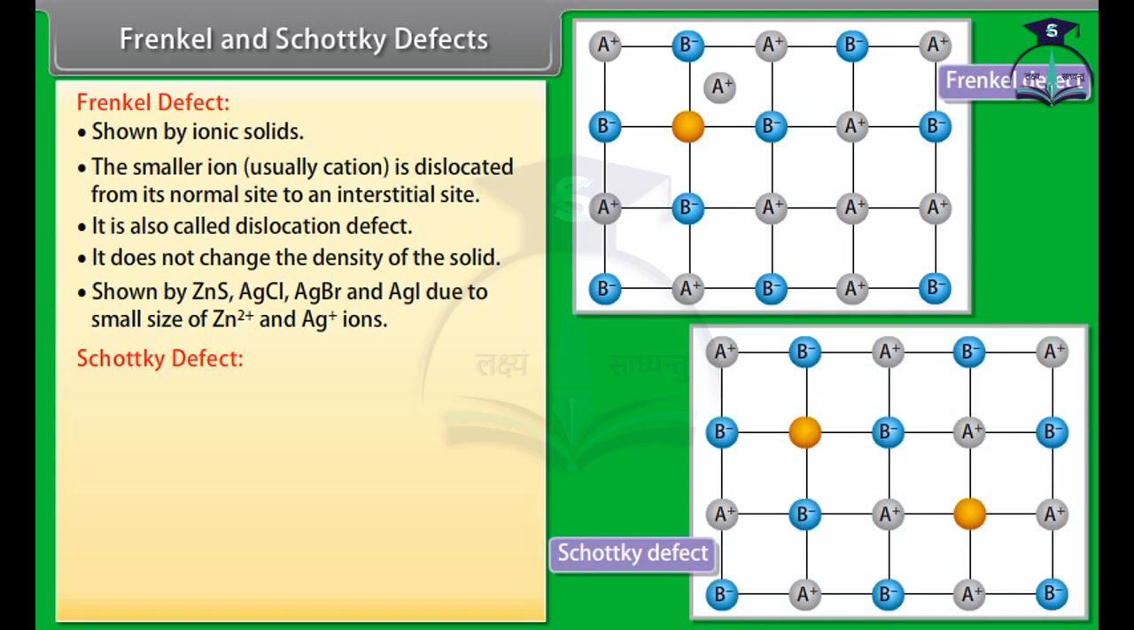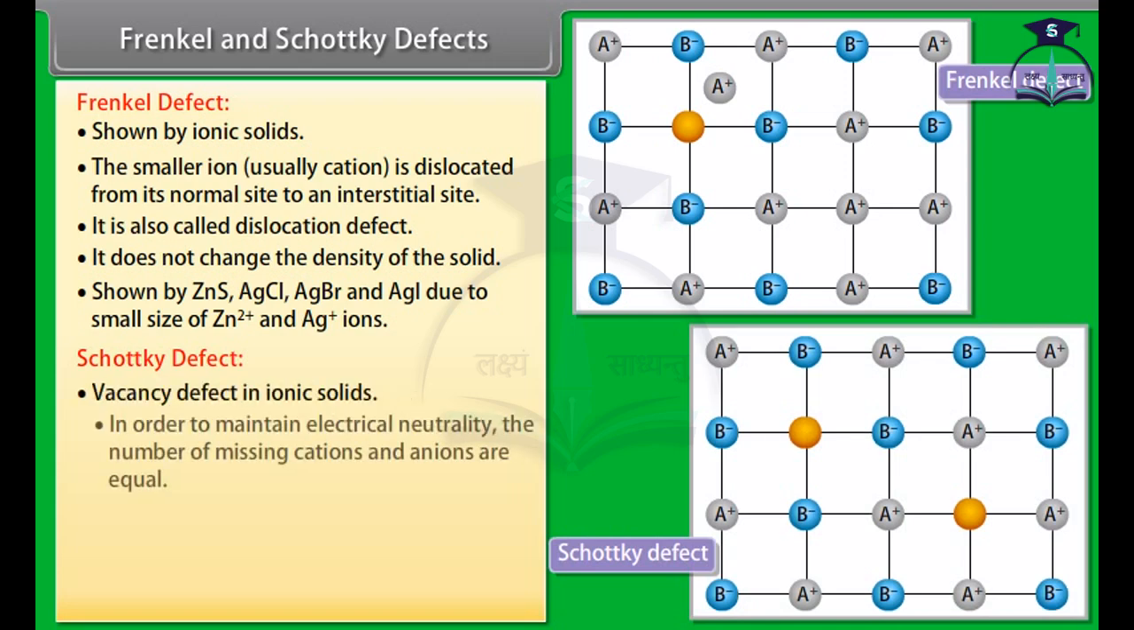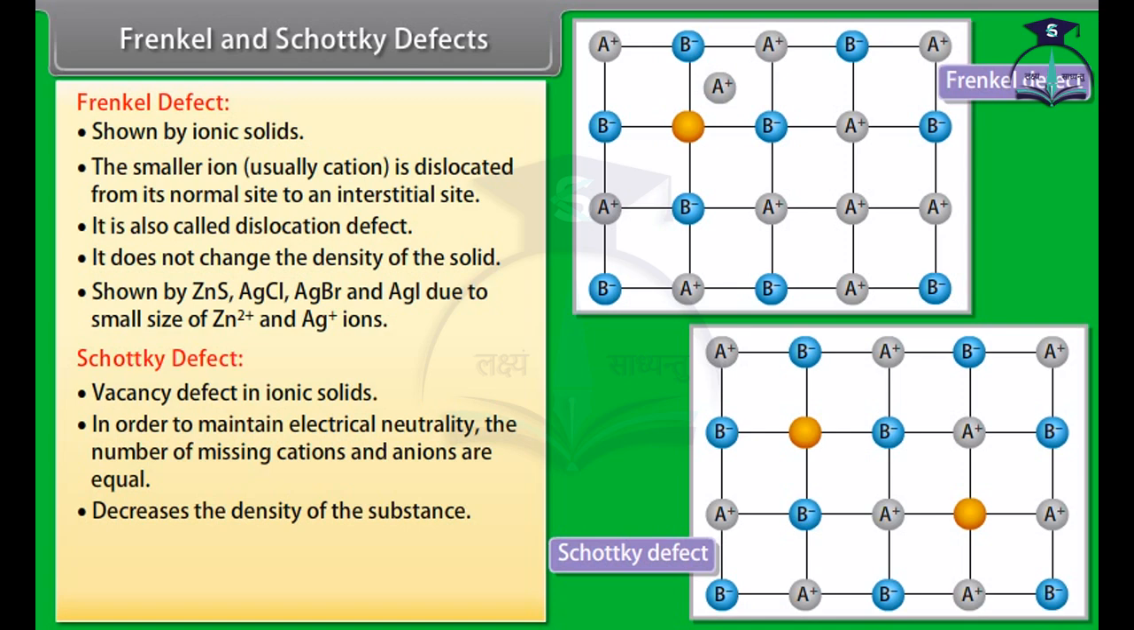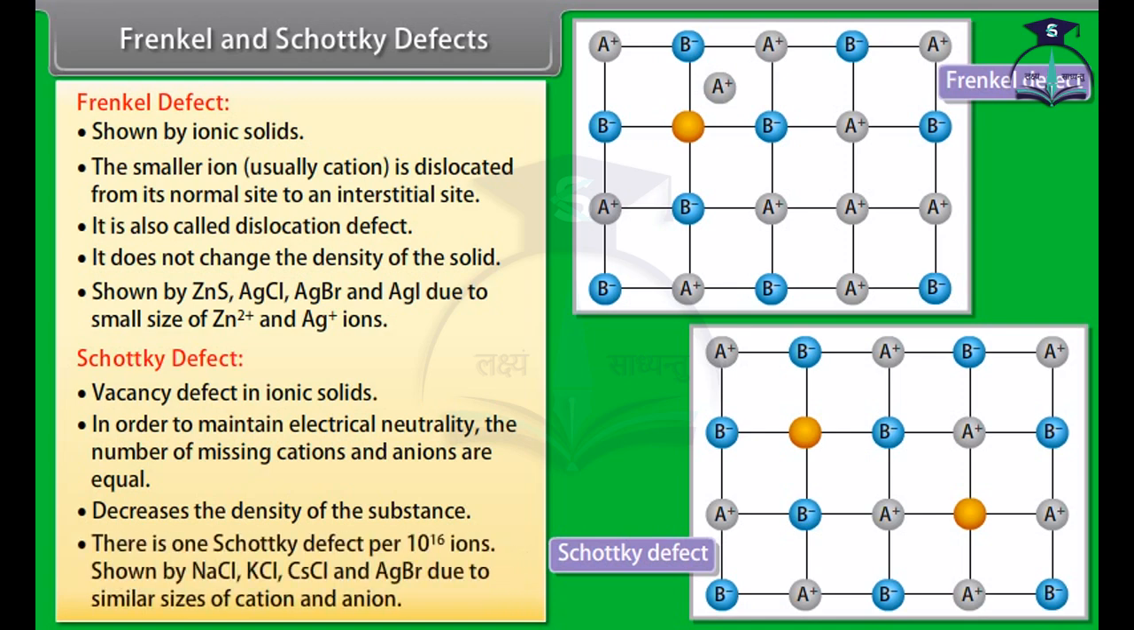Schottky defect. Vacancy defect in ionic solids. In order to maintain electrical neutrality, the numbers of missing cations and anions are equal. Decreases the density of the substance. There is one Schottky defect per 10¹⁶ ions. Shown by NaCl, KCl, CsCl, and AgBr due to similar sizes of cation and anion.